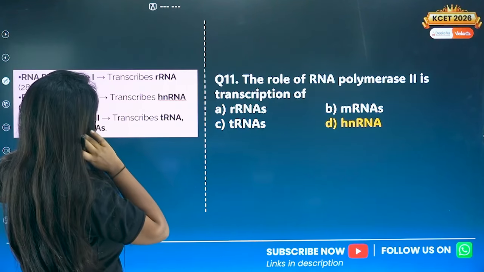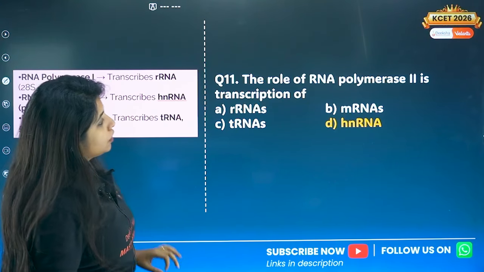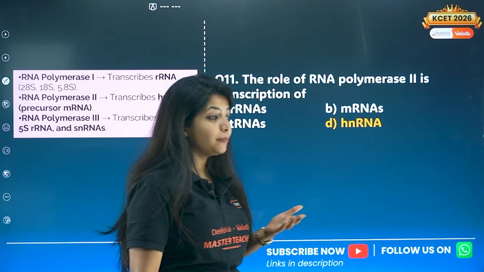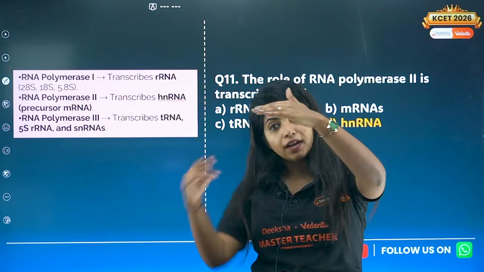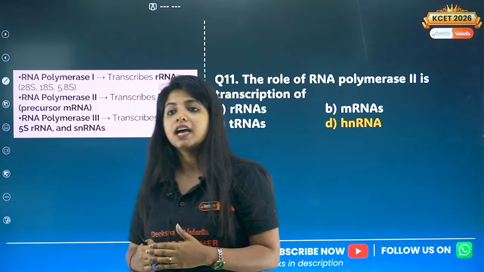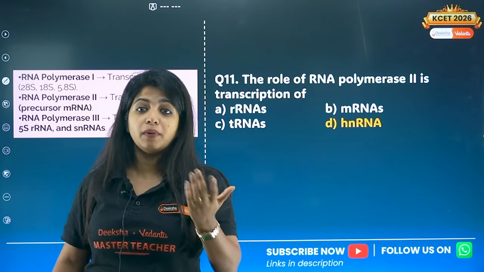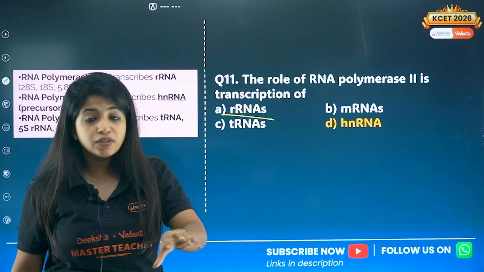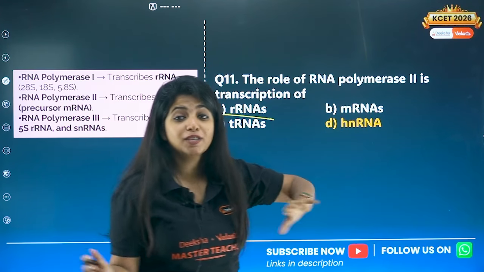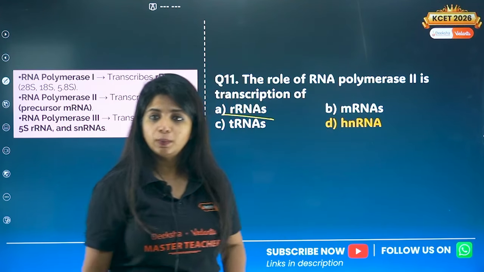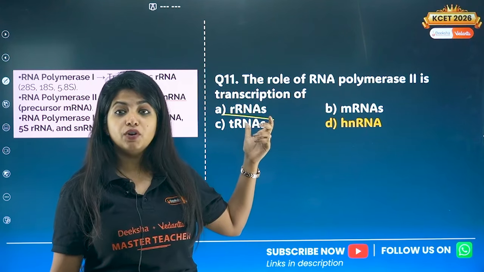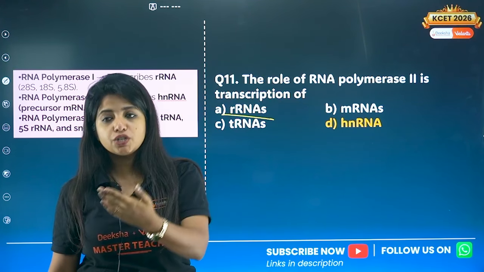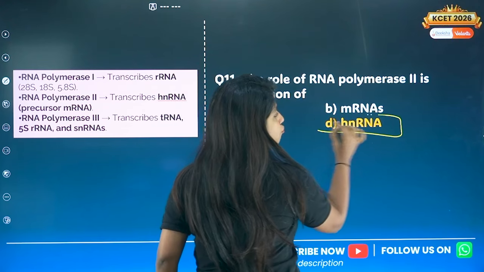Okay, let's go. Next. The role of RNA polymerase 2 is transcription. RNA polymerase does transcription of DNA to RNA. It forms RNA, right? Now, what types of RNA are there? Because we have multiple RNAs. rRNA is ribosomal RNA, the RNA which is found in ribosomes. mRNA is messenger RNA that carries the messages and goes out to the cytoplasm. tRNA is transfer RNA, which helps in the process of translation. And hnRNA is heterogeneous nuclear RNA.